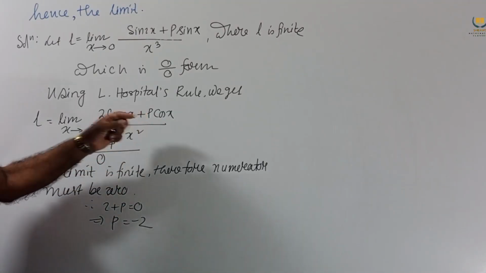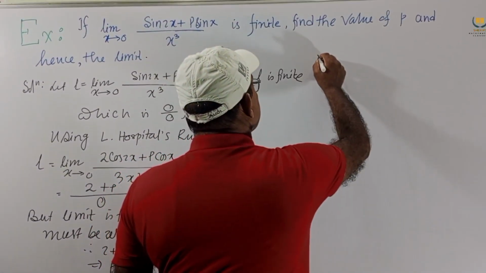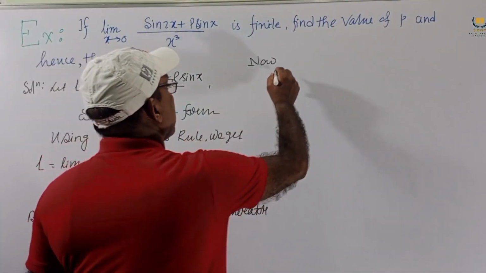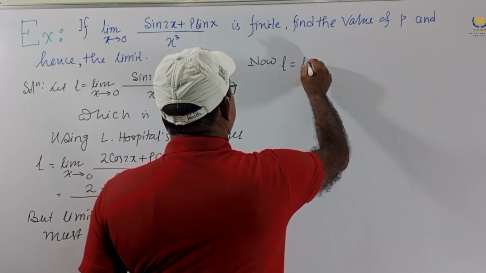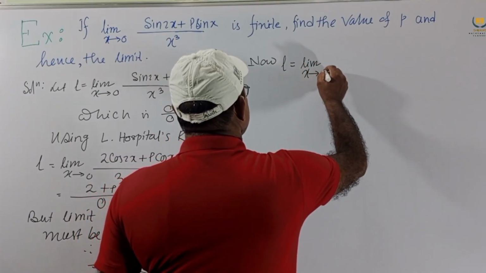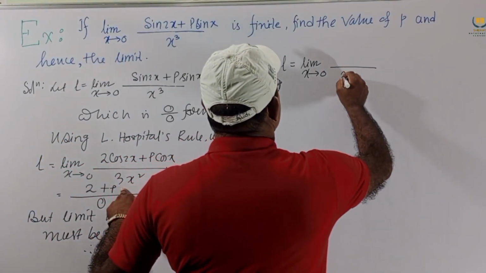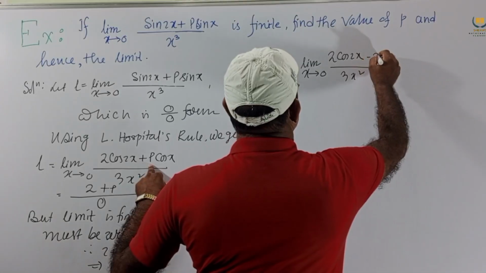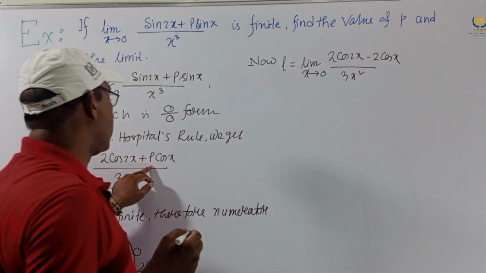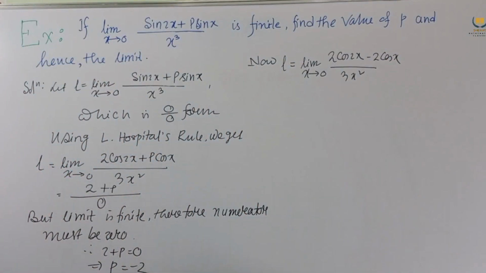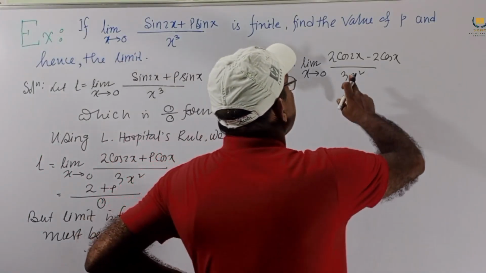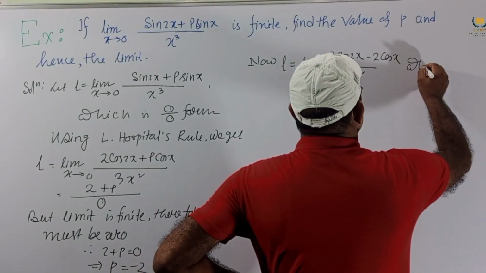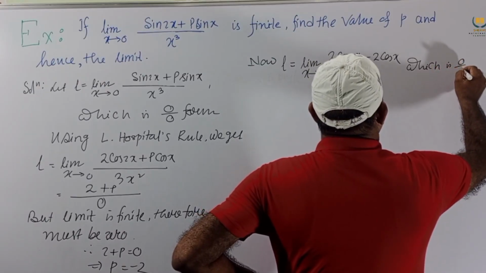Now putting the value of p here, L equal to limit x tends to 0 of (2 cos 2x + p cos x) / 3x², with p equal to minus 2, so we get (2 cos 2x − 2 cos x) / 3x². Now again, if we put the limit, cos 0 is 1, 2 minus 2 is 0, and the denominator is 0. This is 0 by 0 form.